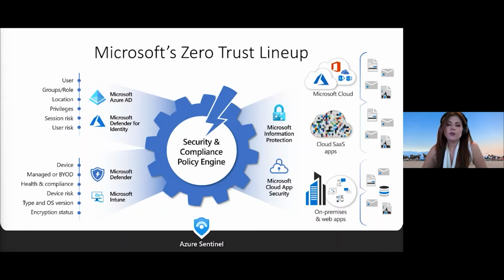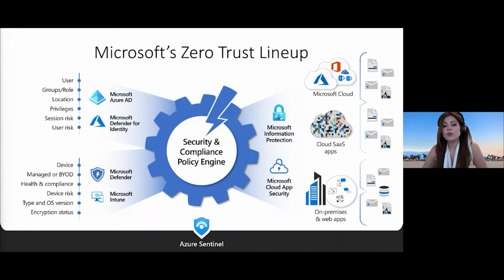So this is Microsoft's Zero Trust lineup, and we do have the best lineup in the industry. We are the only company that can protect all your identities, all your devices, all your applications, and all your data. We have Azure AD Identity Protection. We've got Microsoft Defender for Identity to protect your on-premise domain controllers. We have Microsoft Defender for Endpoint and Microsoft Intune to protect and manage your on-prem devices. We've got Microsoft Information Protection and Insider Risk Management to help you detect, investigate, remediate potential misuse of data.